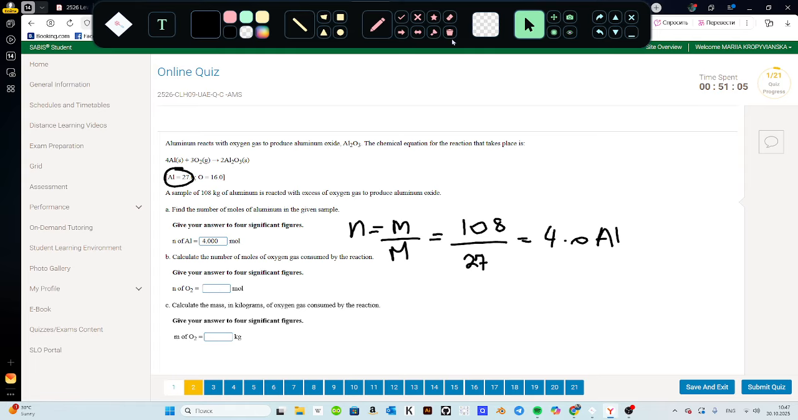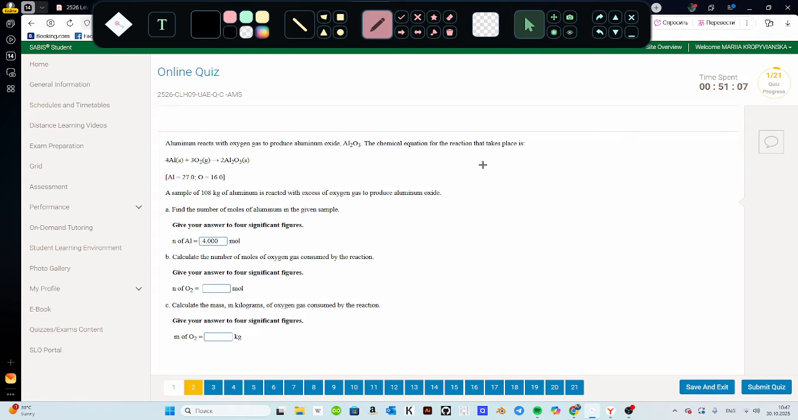Now, we need to calculate the number of moles of oxygen consumed by the reaction. So here we're going to be using the stoichiometric ratio. Before we write an equation to solve this, the first thing that we do is identify what is already known. We know the number of moles of aluminum, so just write them down. Now, we need to multiply this by the stoichiometric ratio. We're going to identify it right now.